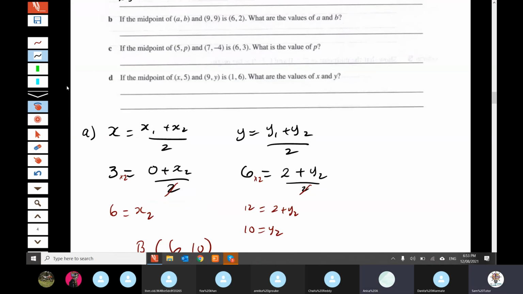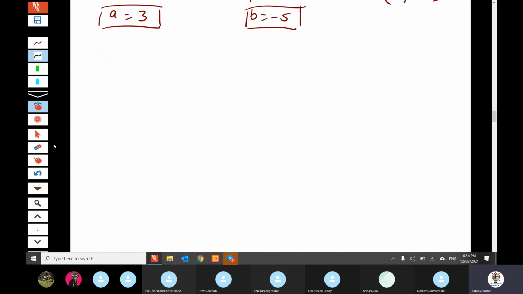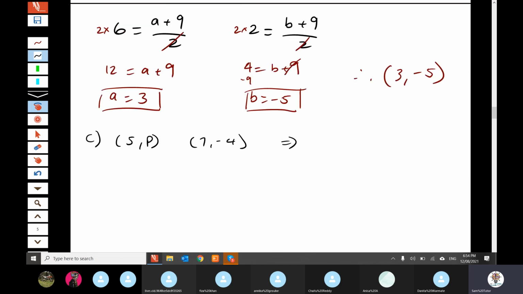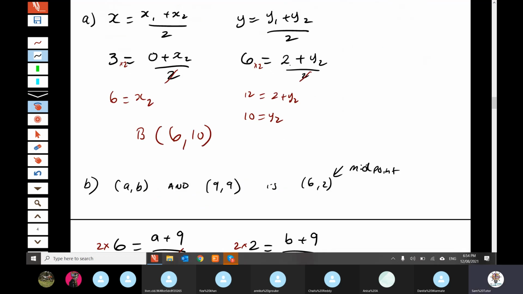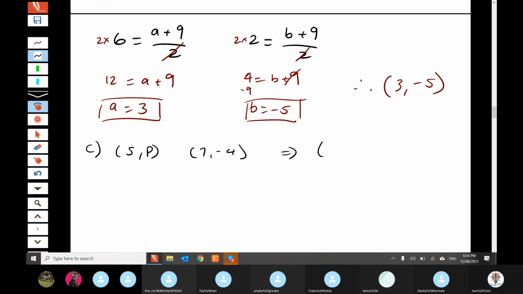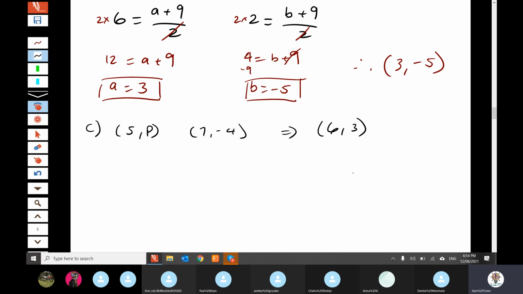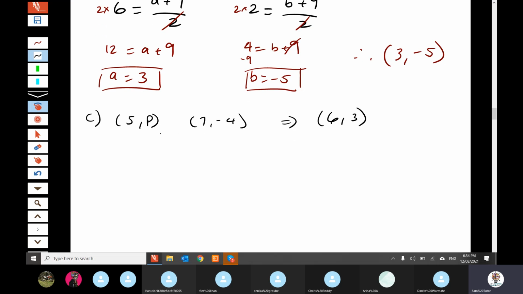This is the one that's meant to be harder. If the midpoint is 5, P, 7 and negative 4. So if the midpoint of this and this is 6, 3, what's the value of P? Because you're only missing the one letter, why do you want to do the x's? We might as well just focus on the y value.